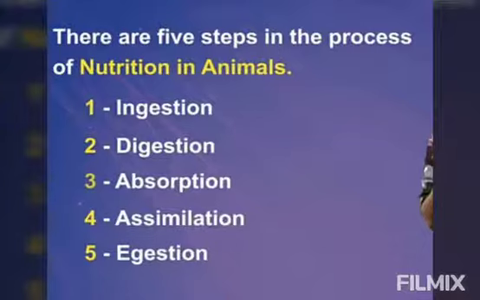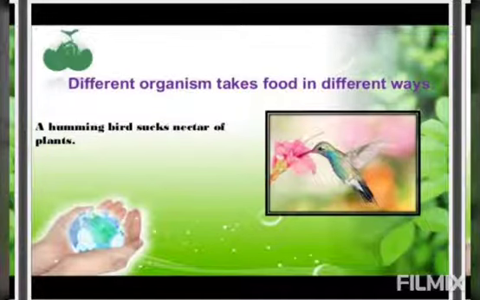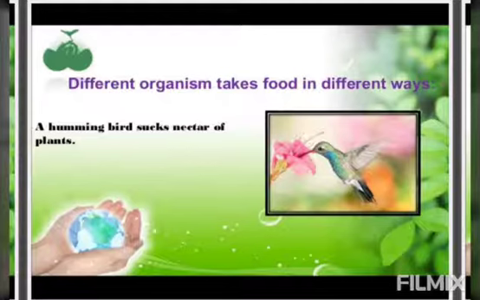The first step is ingestion. The process by which food is taken inside the body of an organism is called ingestion. Like when we put food in our mouth, that first step is called ingestion. But the mode of ingestion is different for every animal. Different organisms use different methods to get food. There are special structures in each organism for taking food inside the body, which we will discuss.